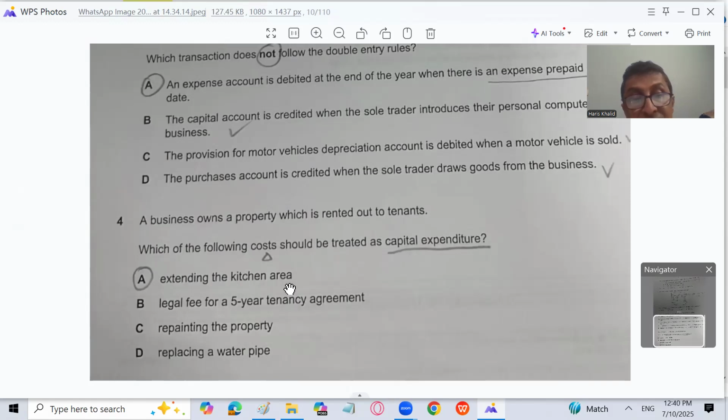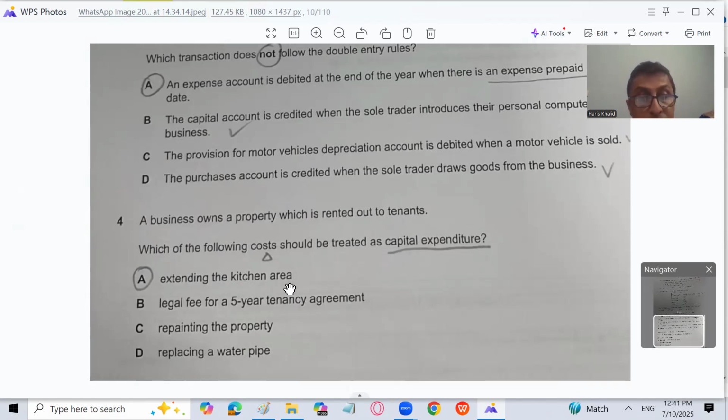Legal fee for a 5-year tenancy agreement. Why? Because the legal fee has been paid at the start of the agreement, and the benefit of this legal fee is supposed to be taken for the 5-year tenancy agreement, right? So it will be for a 5-year agreement. So the benefit is for more than 1 year. So for me, B is the answer.